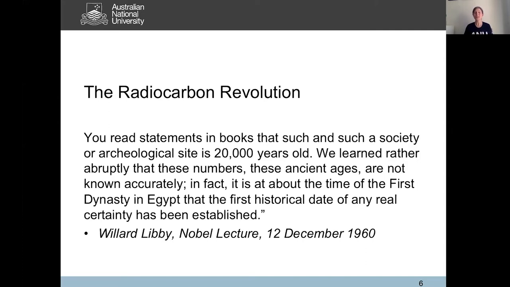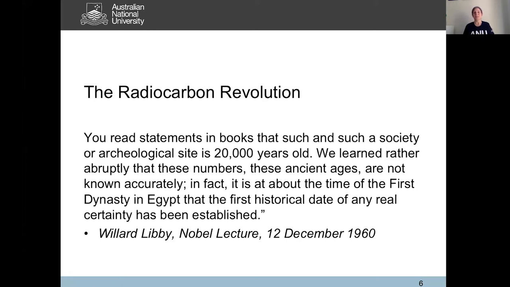So before the 1950s, it was very, very difficult to work out how old things were. And this is particularly the case in Australia. So until the 1960s or the late 1950s, people thought that people had only arrived in Australia a few thousand years ago, maximum. With the development of radiocarbon, this was pushed back to 10,000, 20,000, 30,000. And we now know, in fact, that people arrived in Australia probably before 50,000 years ago. So beyond the limit of the radiocarbon method.